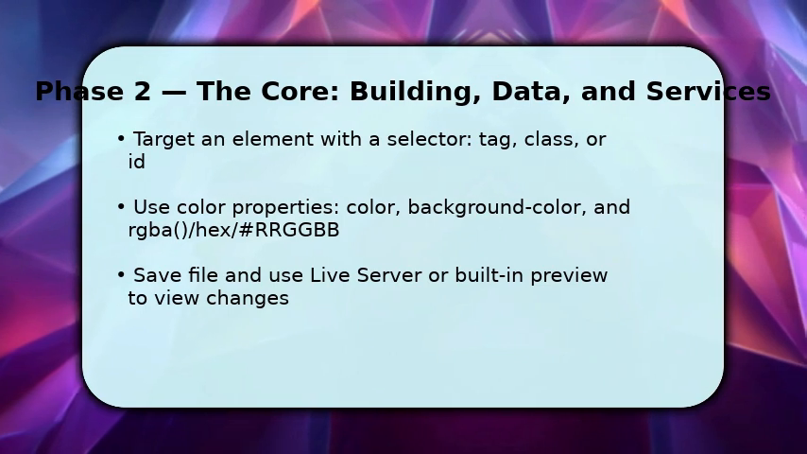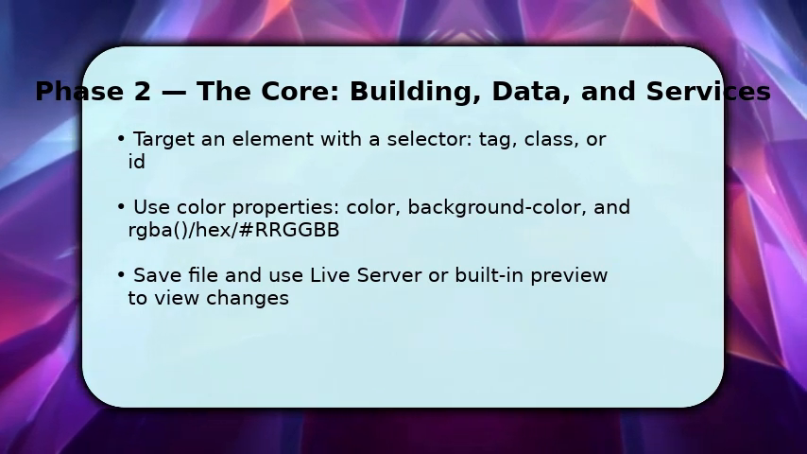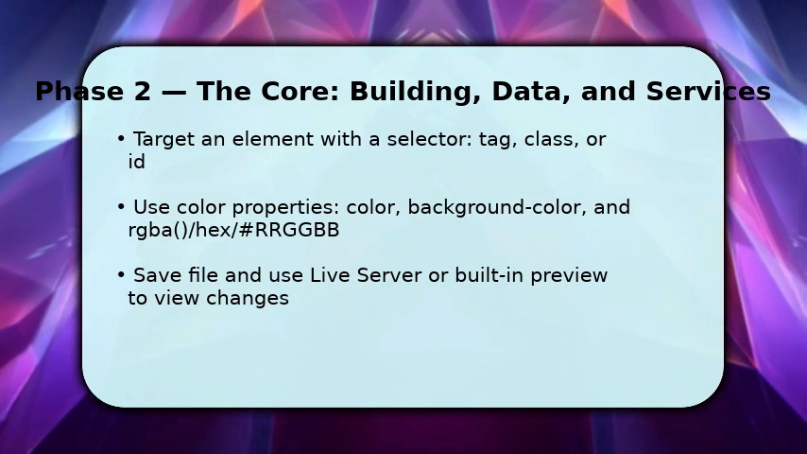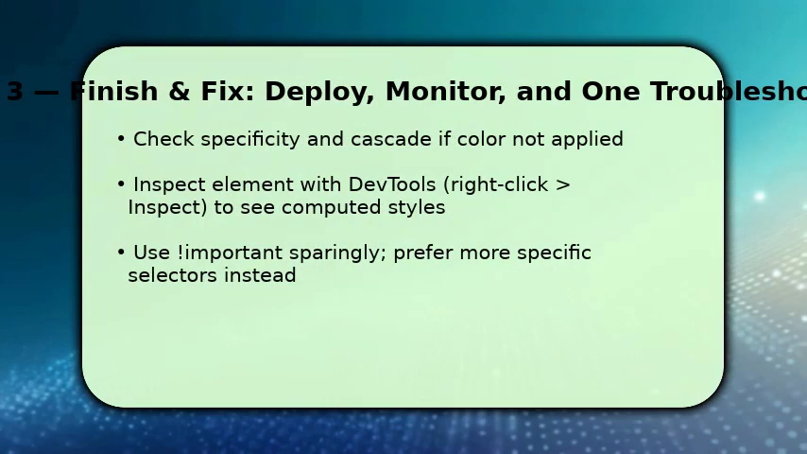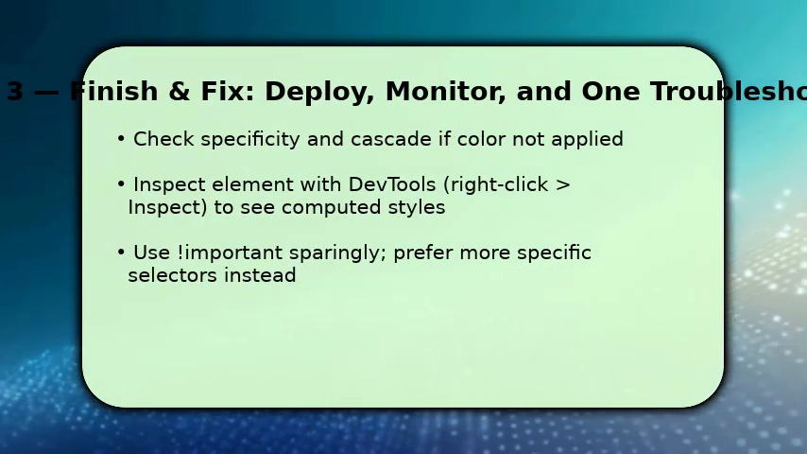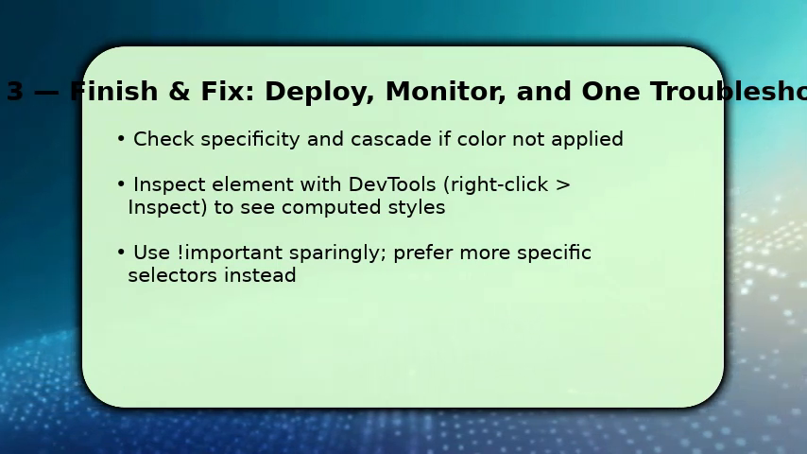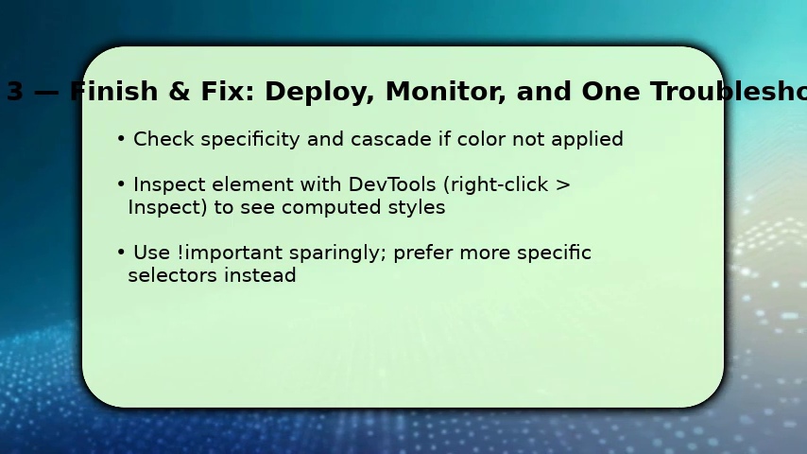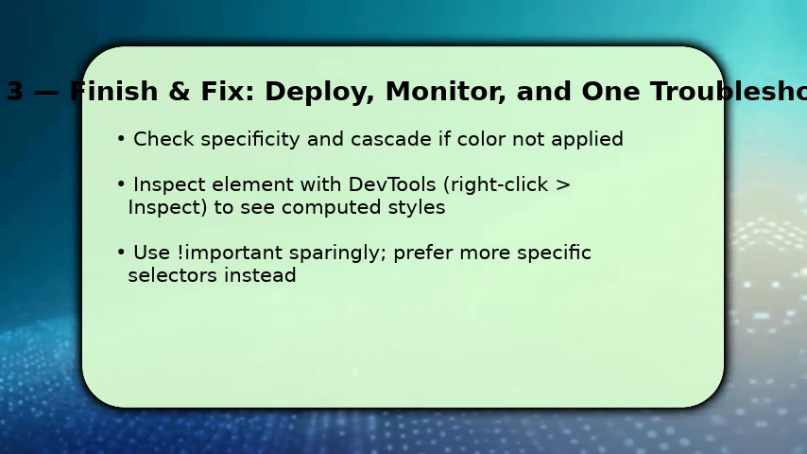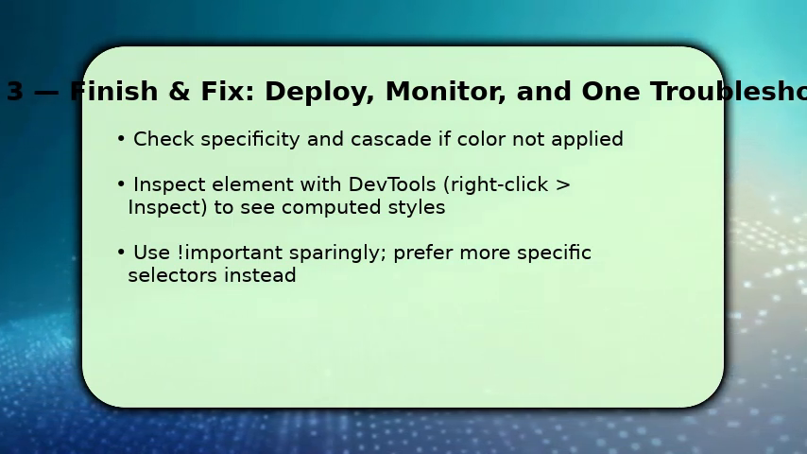Understanding selectors and color formats explains why some rules override others. Specificity matters, so be deliberate. Finish by confirming the color appears as intended across views. If it does not, inspect the element using dev tools to examine computed styles and source rule origins. Make sure your selector has sufficient specificity.